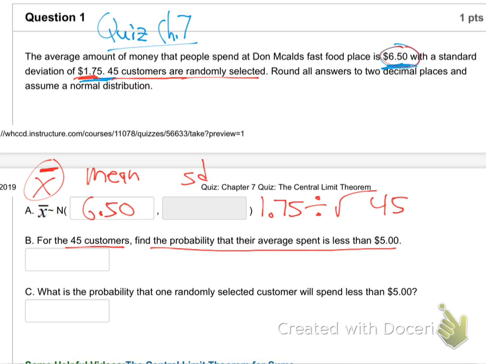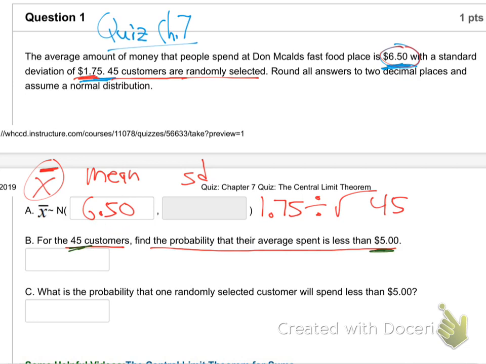Also, have a sense of reality. If the average person spends $6.50 at McDonald's, what's the chance you're going to get 45 people and their average is going to be under 5? That's super unlikely. We're expecting a super low number here, like 0.0 something probably.